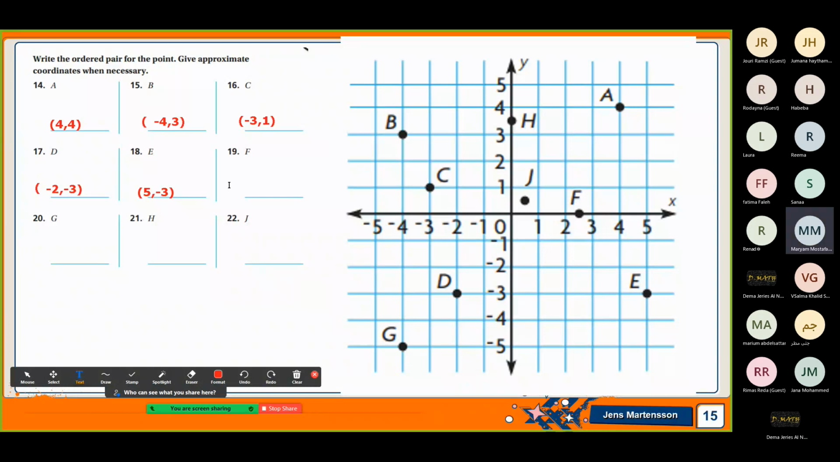Yes, teacher. Yes, Mariam. Letter F. Where is letter F? It's between 2 and 3. So what is the x-coordinate? It is 2.5 and 0. Thank you so much. 2.5, 0, because it is on the x-axis, so y is 0.